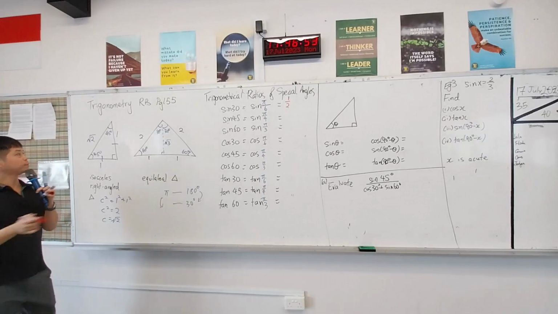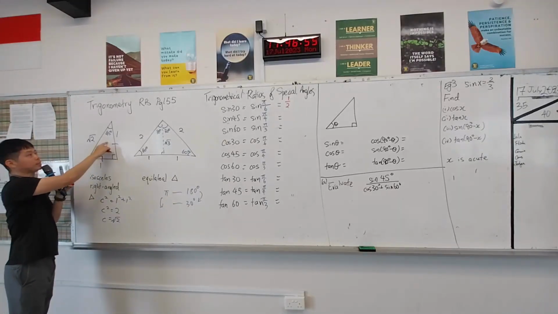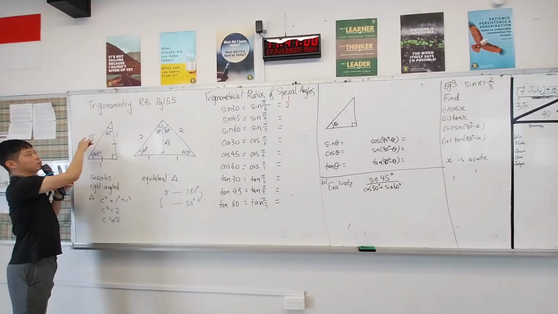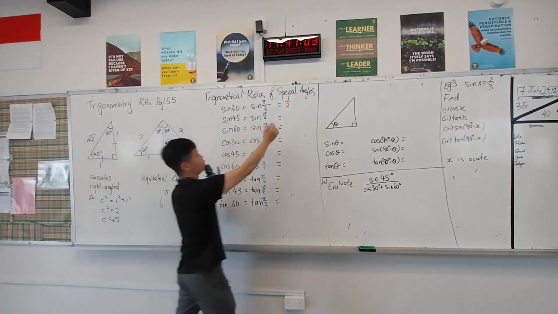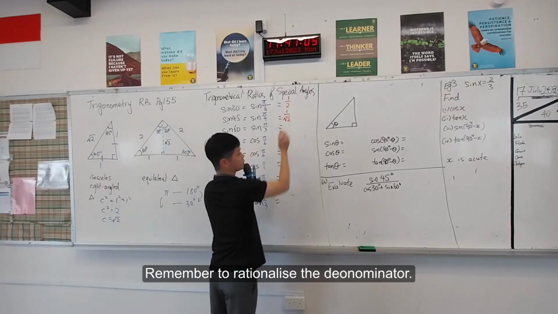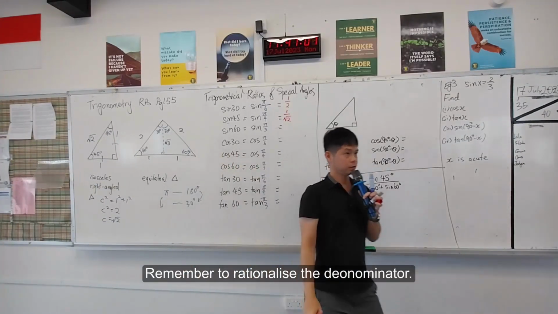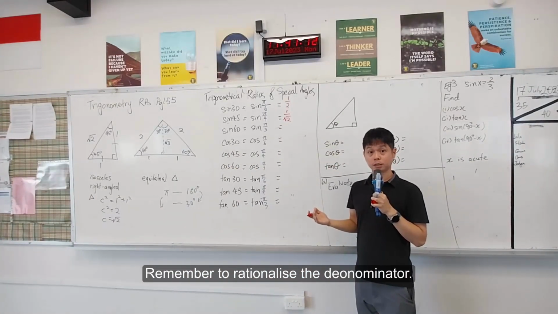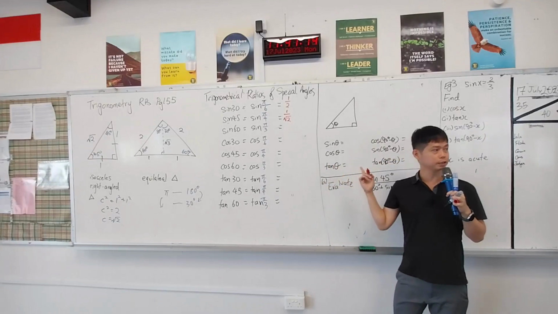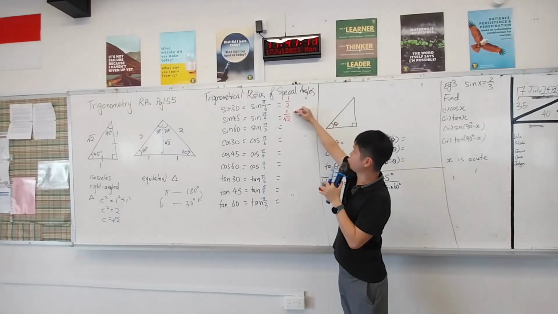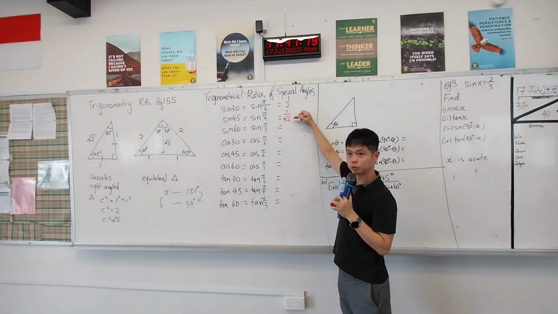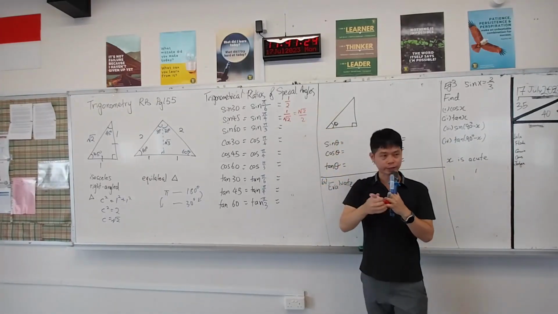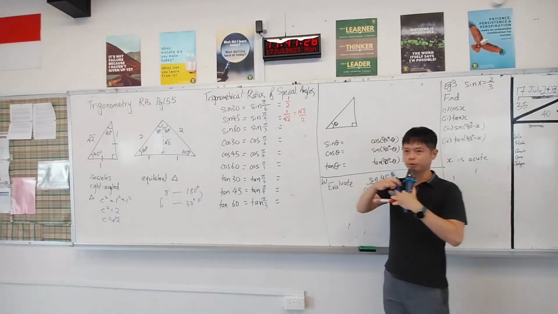Now, sine 45. Look at here. It doesn't matter which triangle you use, you get the same answer. Sine 45, opposite over hypotenuse, is 1 over root 2, which is not the final answer. You must rationalize the denominator. Do you all remember how? Multiply by square root 2 over square root 2. So you have square root 2 over 2.